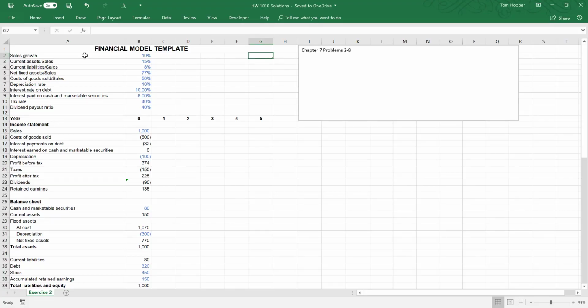With this template, we are given some model parameters, one of which is sales growth. So sales growth is 10%. We're given last year's actual values and asked to forecast the next year's values, and then we'll copy that over for 5 years. So to forecast sales, we'll simply take the previous year's sales times 1 plus the growth rate.